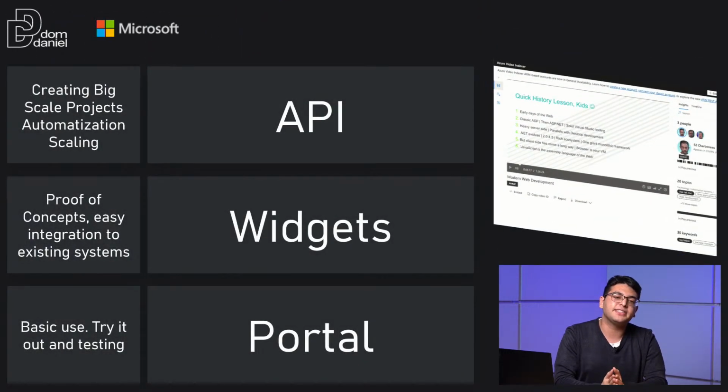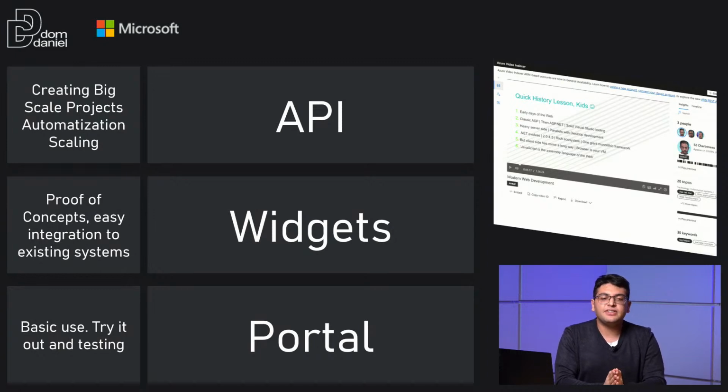So how you can use this? There's an API, widgets, and portal. I'm not going to talk a lot about widgets today, but there's an API which, if you want to automate your product or you want very specific use cases to use Azure Video Indexer, you can use the API. And the Azure Video Indexer has an amazing API portal, and you can find code snippets from there, and you can use it in your own code.